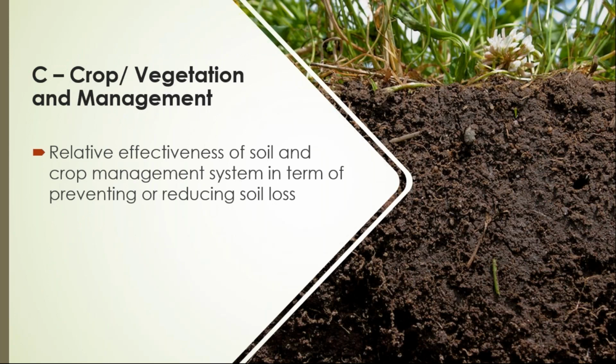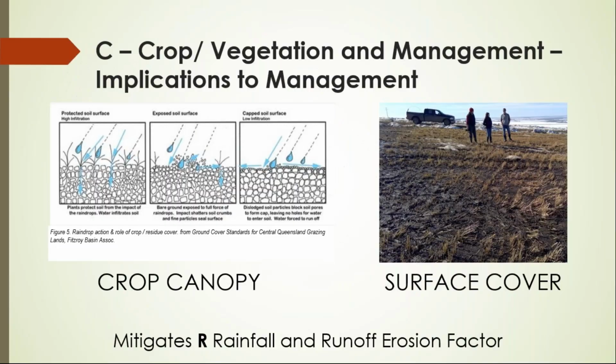Okay, so one of the factors I get to talk about is the crop, vegetation and management component. There's quite a bit going on in this factor that reflects the effectiveness of the soil and crop management system to prevent soil loss. This is usually the stuff that resonates with people managing the soil base, because it's a lot of what we can do to improve the situations that Matthias and Sandra just went through. Specifically, we would be looking at things like crop canopy or surface cover, which help manage rainfall, runoff and erosion.